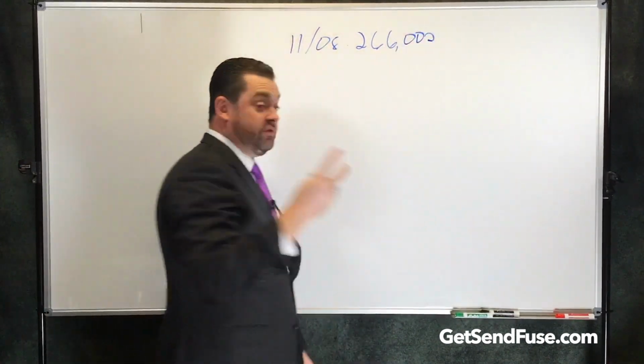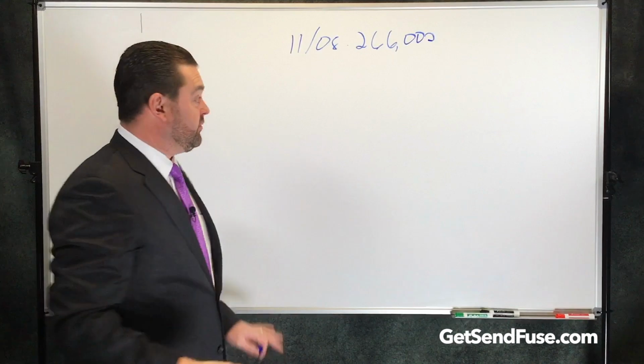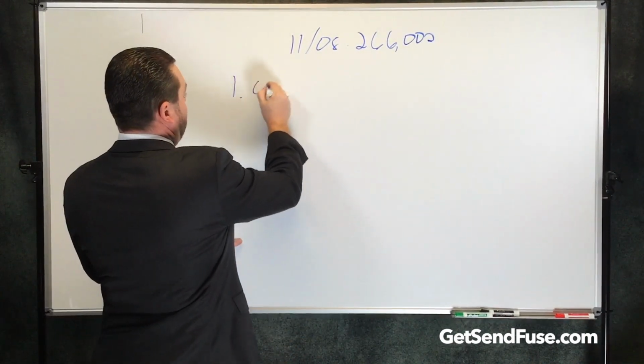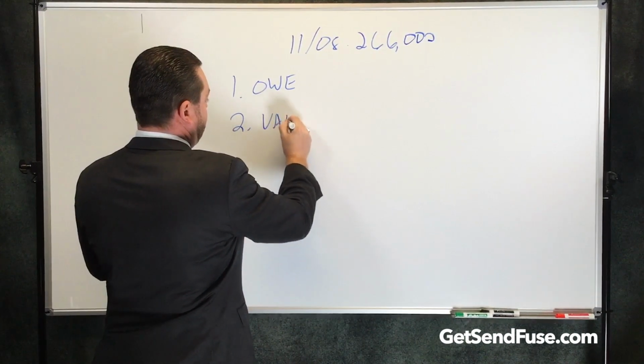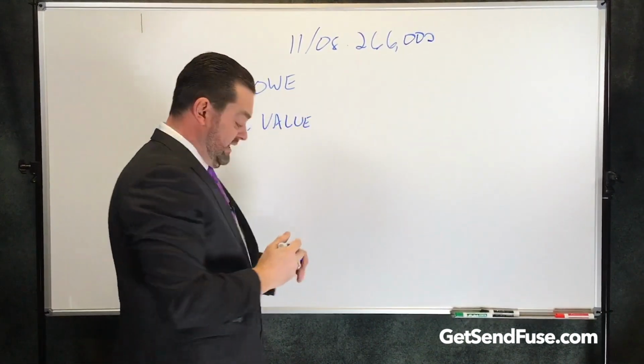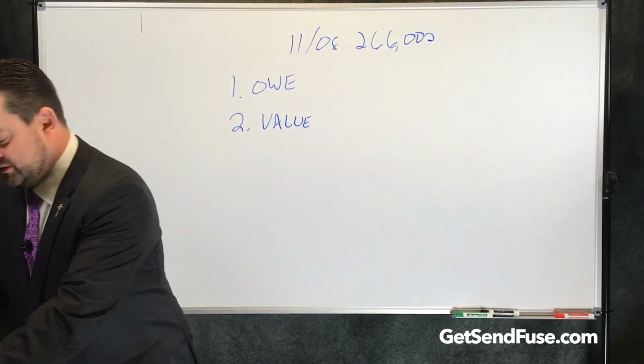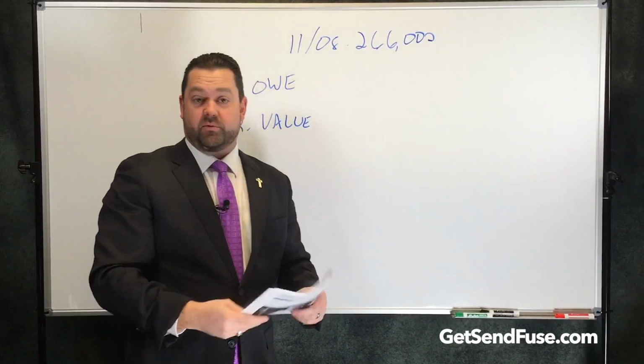Okay, so there's two things you've got to know in real estate before you do a deal. Number one, you got to know what they owe. And two, you got to know what it's worth, or the value. Okay, now to get the value, we're going to check the comps. So we go back into our cool little report from SendViews.